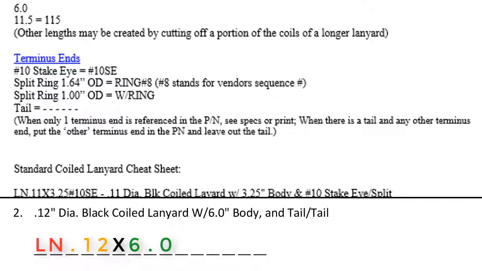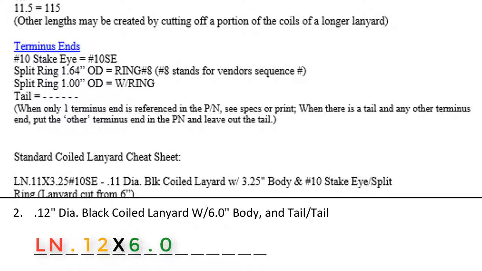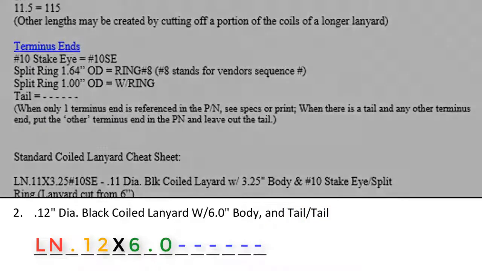Next we move on to the blue section for terminus end. In this case, we have a tail and a tail. When you have 2 tails, we enter dash dash dash dash dash dash into the part code. Number 2, LN.12 X 6.0 dash dash dash dash dash dash.